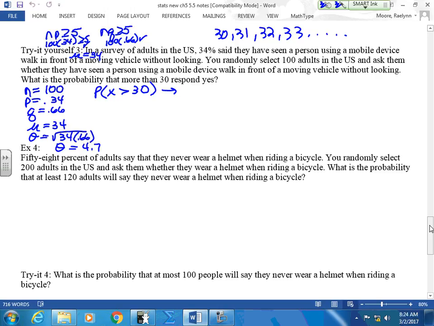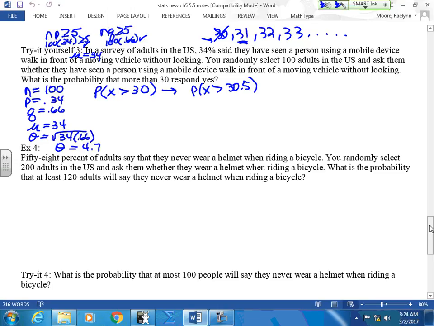I have to be greater than 30. No, I can't use 30. I always start with whatever number they give me, and I say, can I use that one? Can't use it. So this is my first number. It's on the left. So what am I going to do to that? Subtract 0.5. So Sarah told us 30.5, right on the dot.